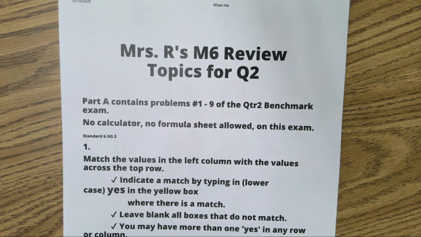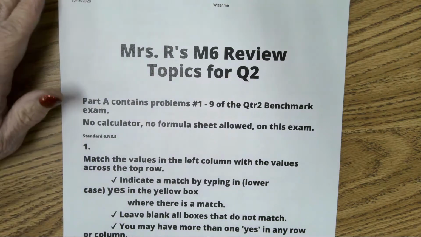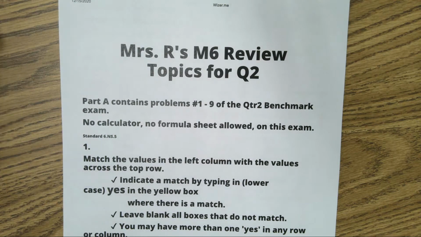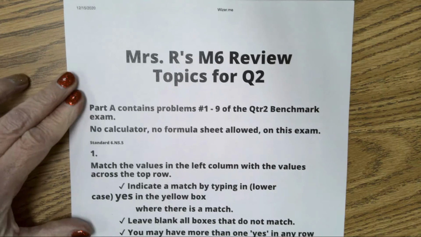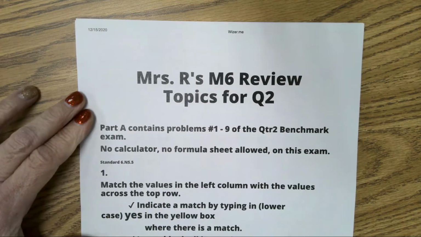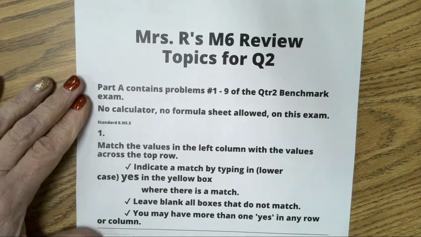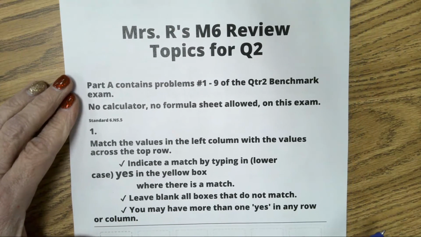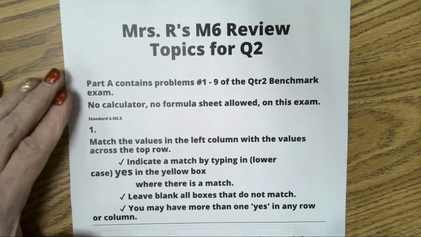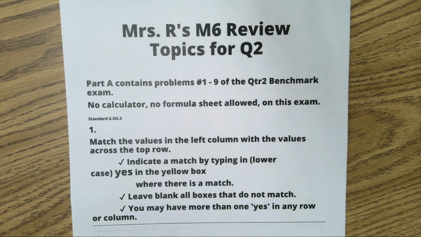Given on Friday and Monday. Today we're going to review Part A, the part that is going to be given on Friday. It'll be 9 questions. So let's go over some questions that'll be similar to the type of things you're going to be asked on Friday's test. All right, Mrs. R's M6 review topics for Quarter 2. You will be doing this with Wiser Me, but I want to go over how to do each problem to make sure you are familiar with what to do and you'll be able to get the correct answer.